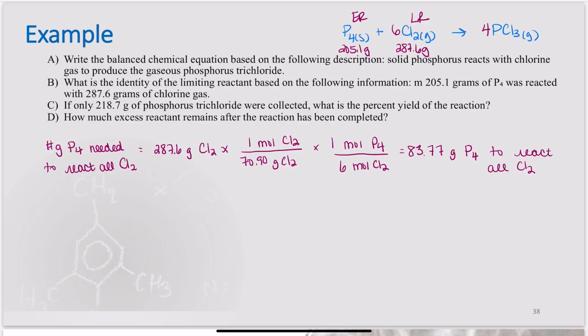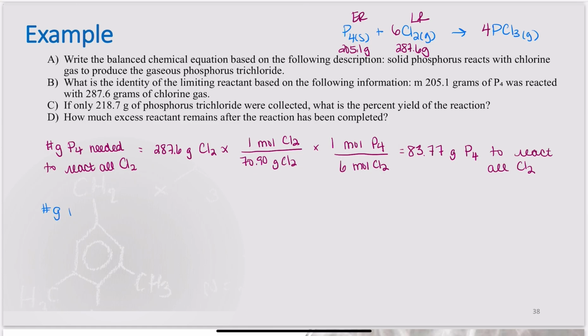I have more than enough phosphorus. It's my excess reactant. Cool. I know my limiting reactant. Let's see, part C. If only 218.7 grams of phosphorus trichloride were collected, what is the percent yield of the reaction? Now, to do that, I need the theoretical yield. And I don't have the theoretical yield, so I'm going to have to find that information first.